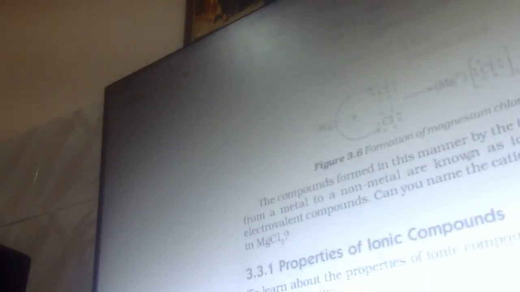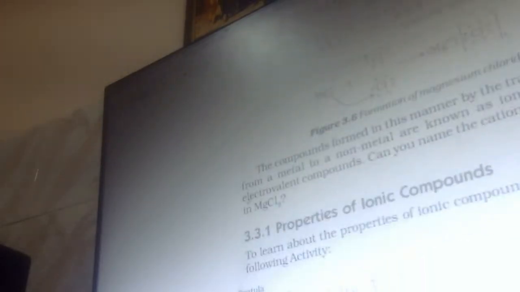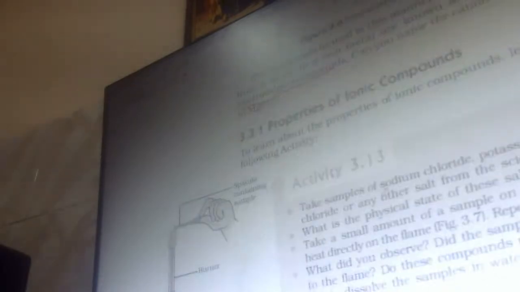Electrostatic forces, electrovalent compounds, properties of ionic compounds: solids, brittle, strong attraction, high melting and boiling points, high solubility in polar solvents like water, and conductor of electricity in molten and aqueous states. Okay, that's fine.